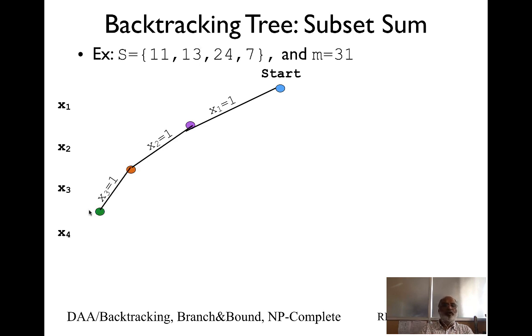Now can I take x3 equal to 1? This makes value 48, since 11 plus 13 plus 24 is 48. That means we exceeded 31. We don't explore further, we stop right there. So we take the next value, x3 equal to 0.